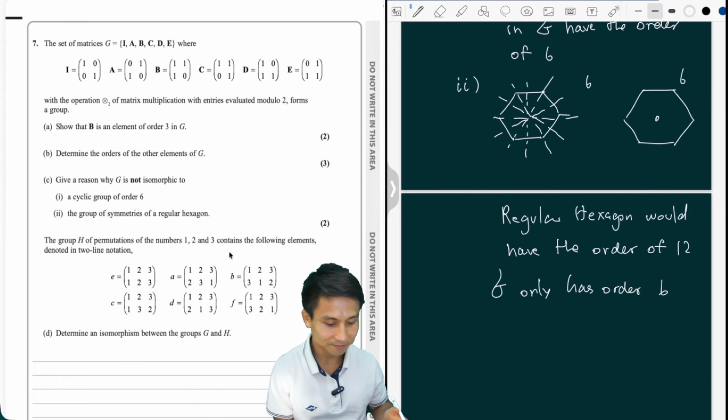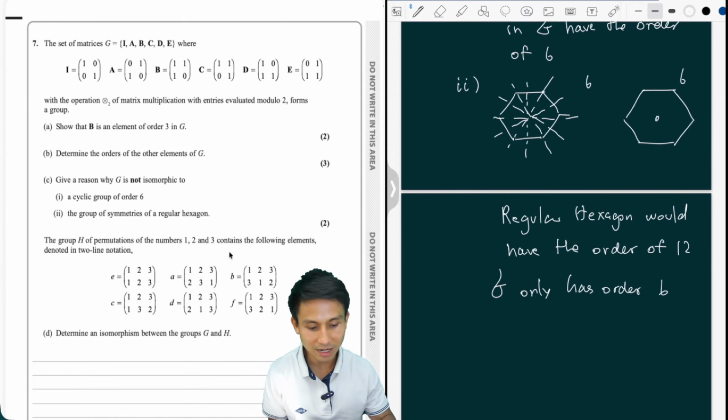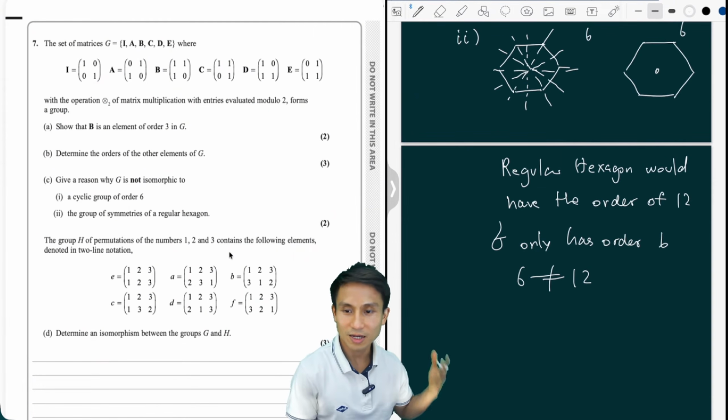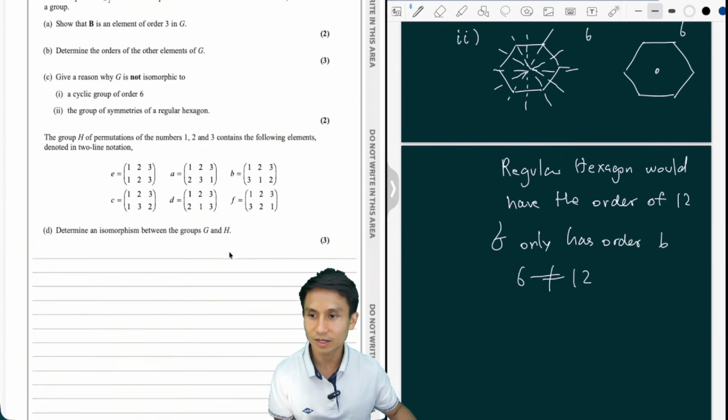So that means it can't be 6, not 12. So that's why they can't be isomorphic. Okay, so that's part C done.